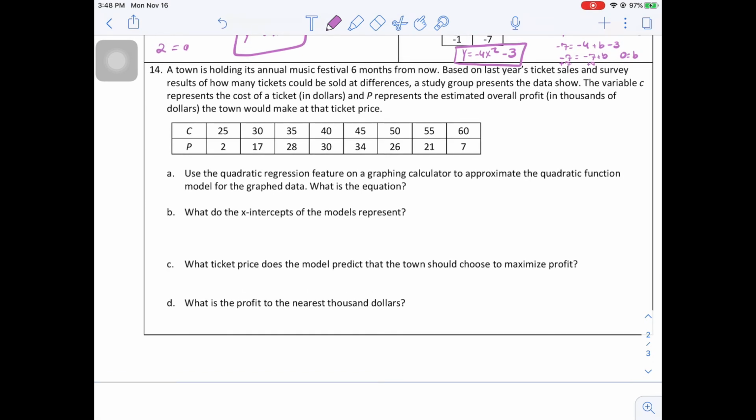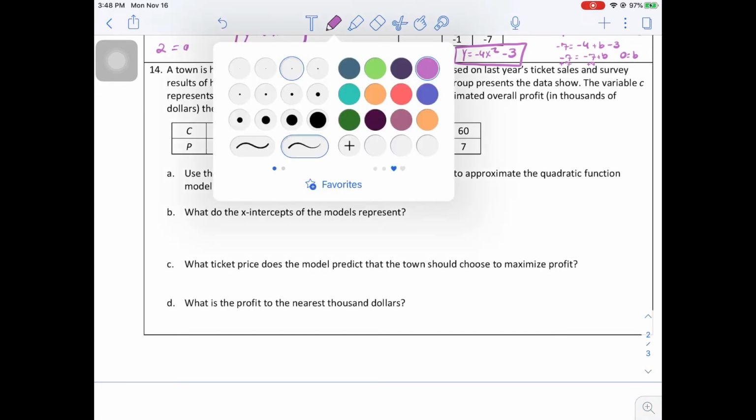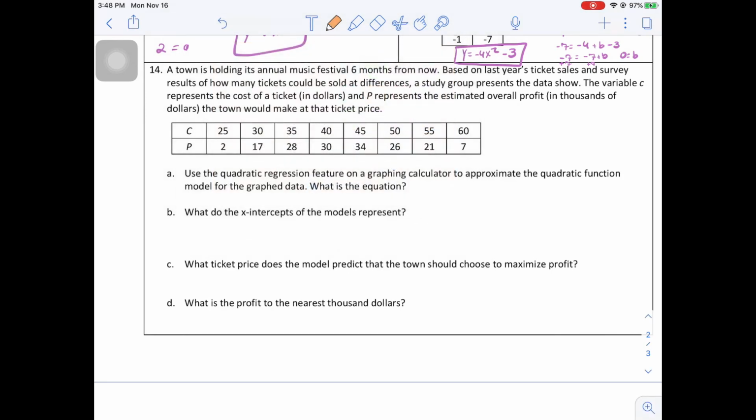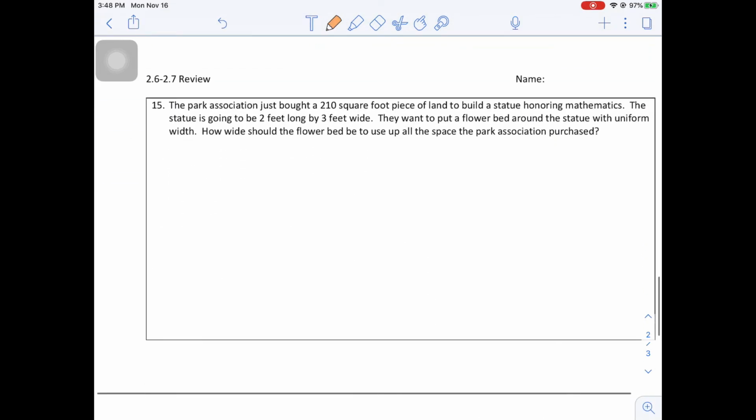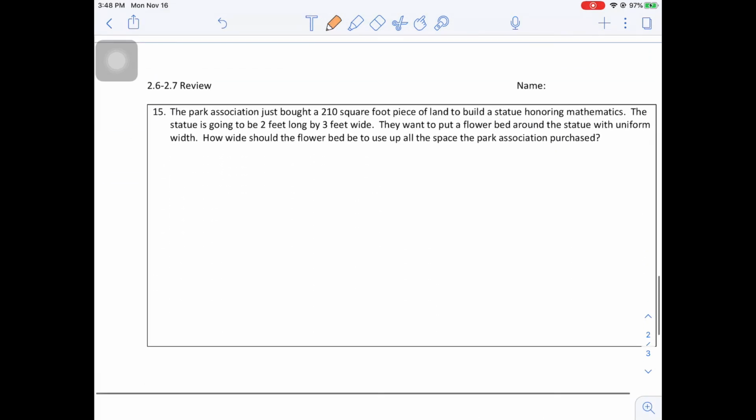So this question is, a town is holding its annual music festival 6 months from now. Based on last year's ticket sales and survey results of how many tickets could be sold, a study group presents the data shown. The variable C represents the cost of the ticket, and P represents the estimated overall profit. So this is a quadratic regression question. I'm actually going to come back to it, and I'll throw a little video on the end of just going through that one. So question 15, I said this was going to show back up again.